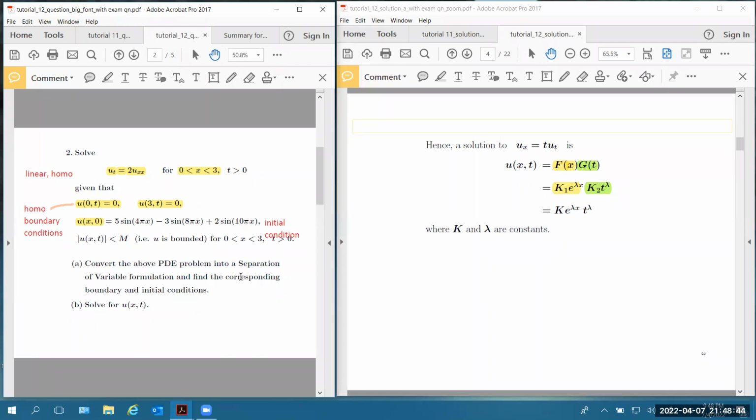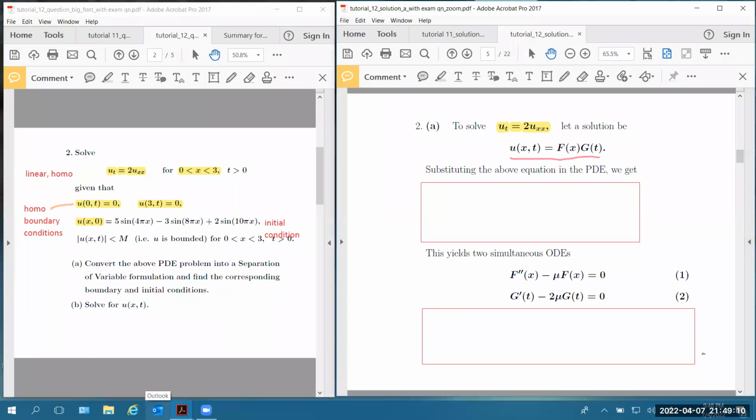So part A is we want to convert this PDE problem into a separation of variables formulation, and we want to find the corresponding boundary and initial conditions. Then part B is you want to solve for u(x,t). So let's see how we do this.